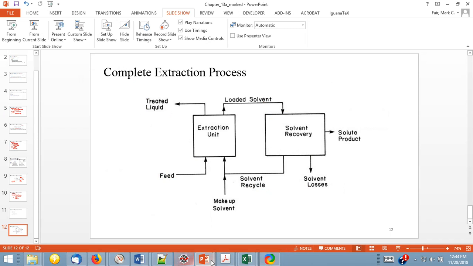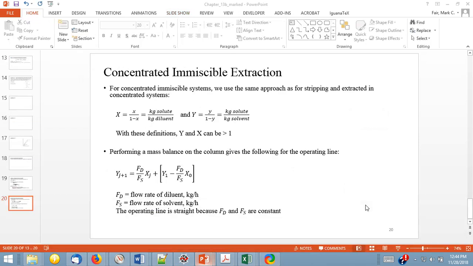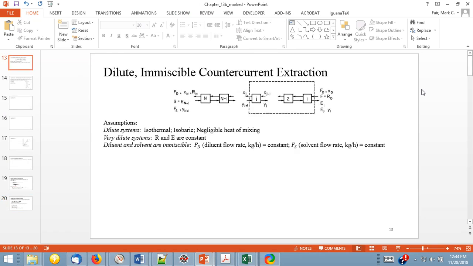So let's continue on then, and I need to take a look at the next portion. What we're going to do next is consider cases in which we're going to do multiple stages of liquid-liquid extraction, just like we did essentially with distillation, with stripping, with absorption, and so on.